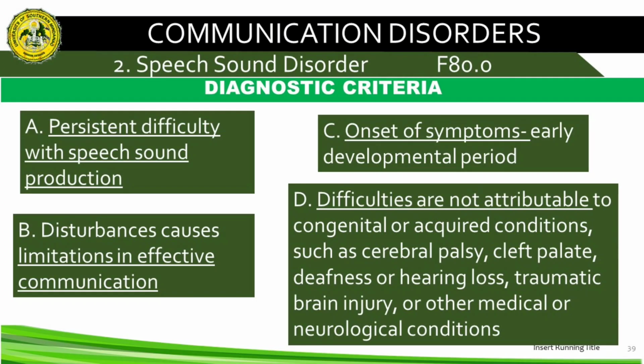For the criterion B, the disturbance causes limitations in effective communication that interfere with social participation, academic achievement, or occupational performance, individually or in any combination. So, children with speech production difficulties may experience difficulty with phonological knowledge of speech sounds or the ability to coordinate movements for speech in varying degrees. For the criterion C, onset of symptoms is in the early developmental period.